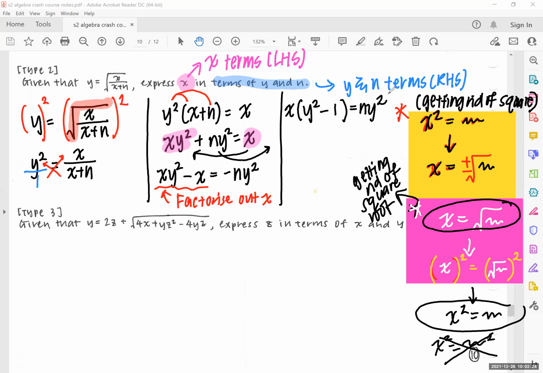Got it? So now, ultimately, at the end of the day, can you see I only want x? Take your pink highlighter still. Highlight this x. That means this person right here, just throw it over to the right-hand side. So it will become, wait, I forgot negative. This is negative n over y squared minus 1. So it will just be negative.